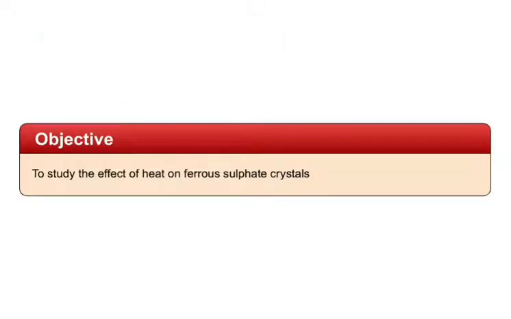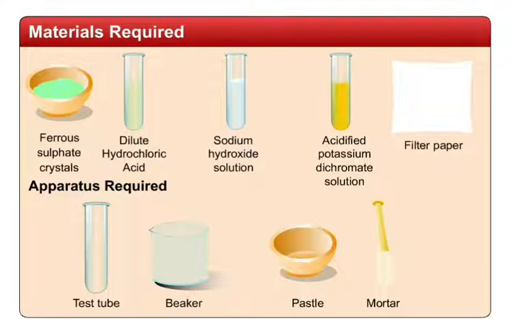Objective: to study the effect of heat on ferrous sulfate crystals. Materials required: ferrous sulfate crystals, dilute hydrochloric acid, sodium hydroxide solution, acidified potassium dichromate solution, filter paper. Apparatus required: test tube, beaker, pestle and mortar.